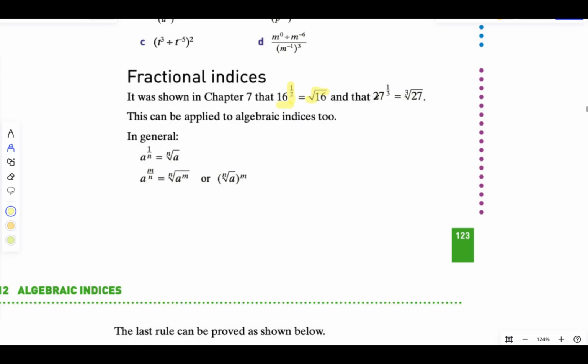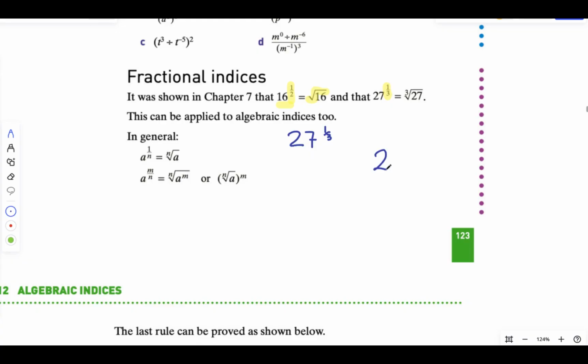If you say 27 raised to power 1 over 3, the denominator becomes the root, just like this one. Because 2 is square root, 3 is cube root. The denominator of this fraction becomes the root. For example, if I say 27 raised to power 1 over 3, this denominator will form the root. Since it's 3, we're going to have a cube root.